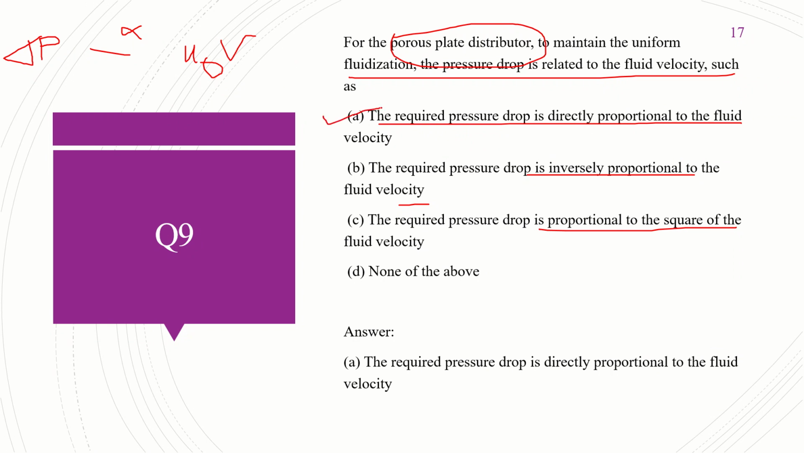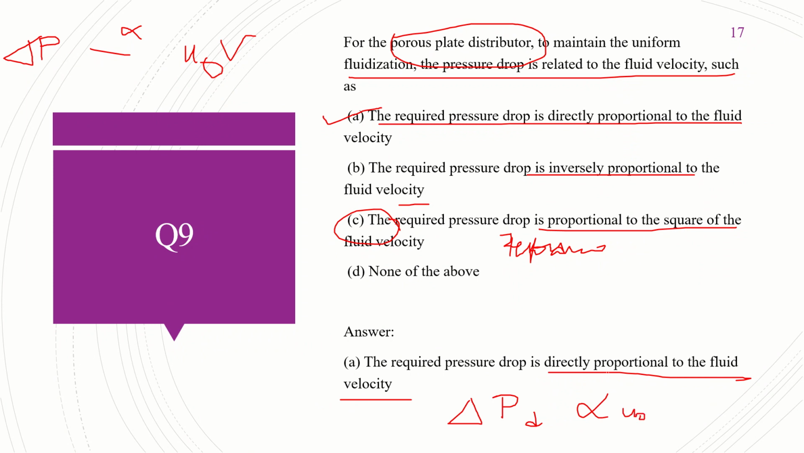For perforated plate distributor, if the question is about perforated plate distributor, the pressure drop is directly proportional to the square of the fluid velocity. So in that case, for perforated, the answer is option C. But for now, the question is about porous plate distributor. So the answer is required pressure drop is directly proportional to the fluid velocity. For example, the pressure drop across the distributor is directly proportional to u naught.